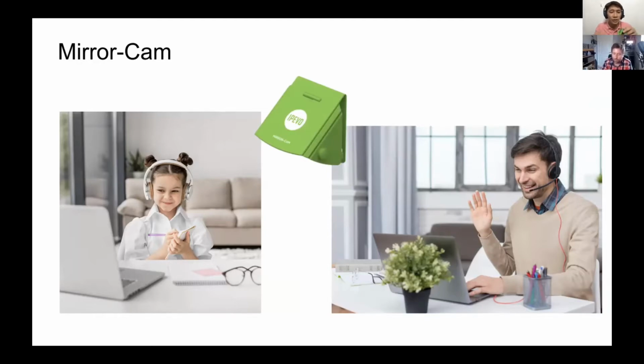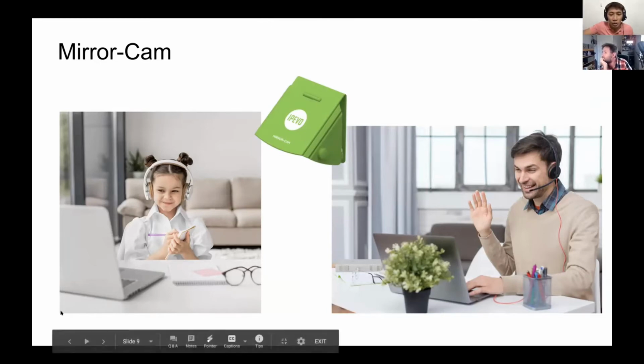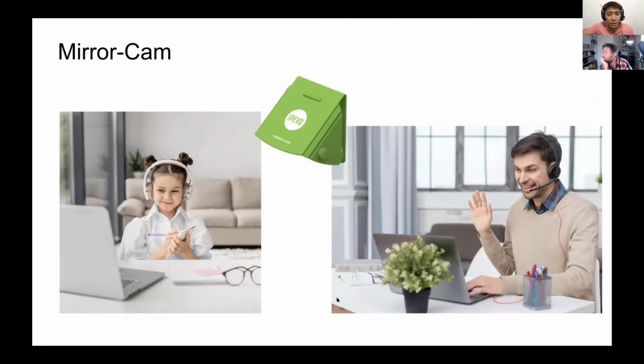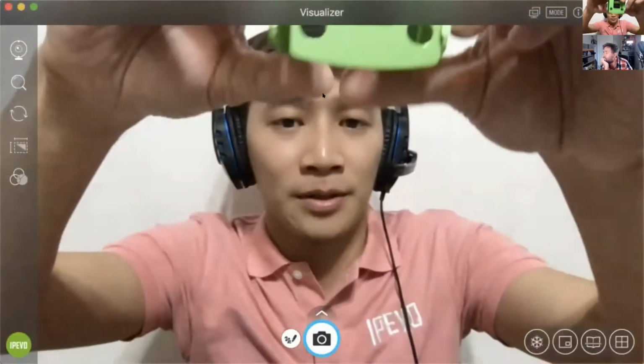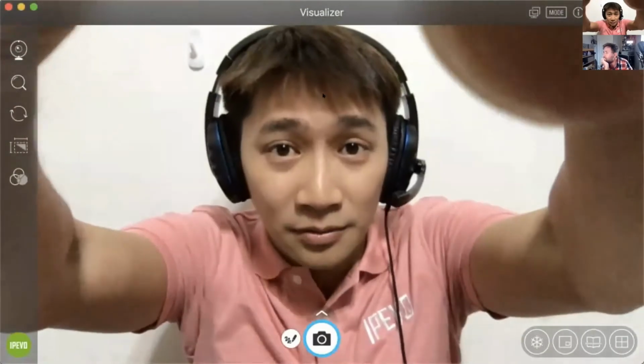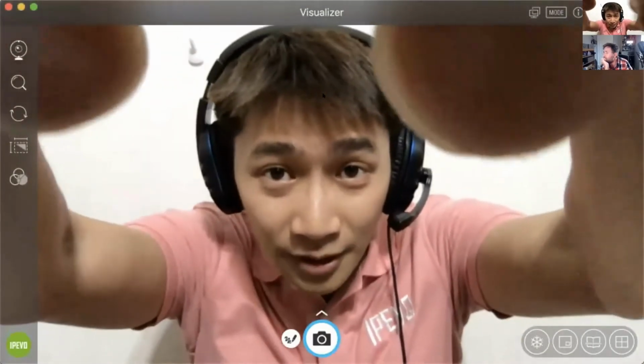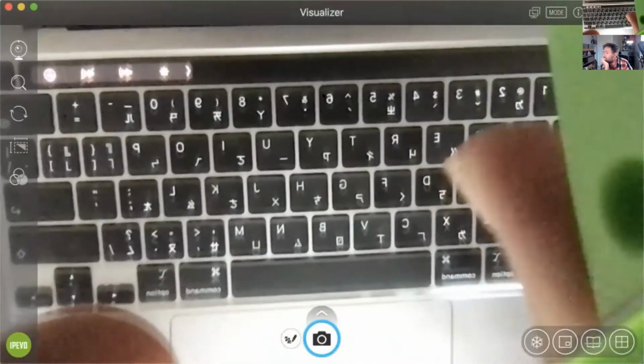How does it work? Simply put this MirrorCam on top of your laptop's camera, and then you can open up IPEVO's Visualiser software, which I'm going to show you right here, right now. You have to open up IPEVO's Visualiser software, and then I'm going to put this MirrorCam on top of my laptop right now.